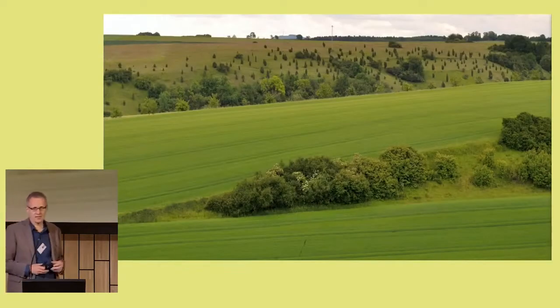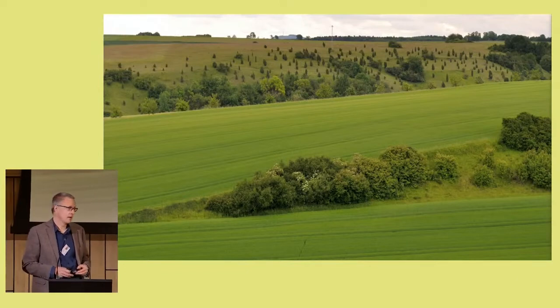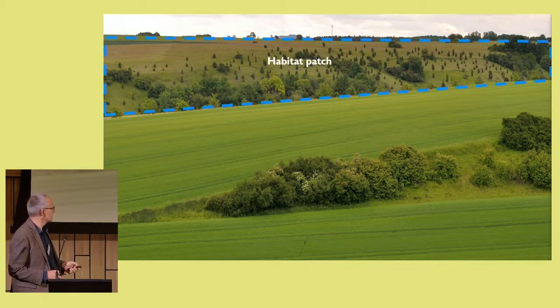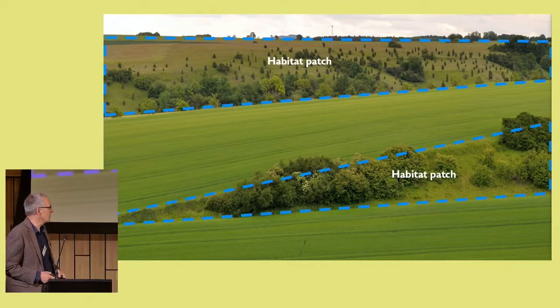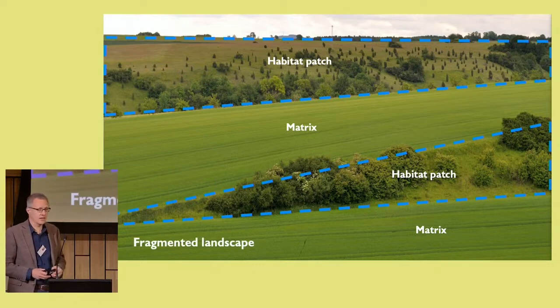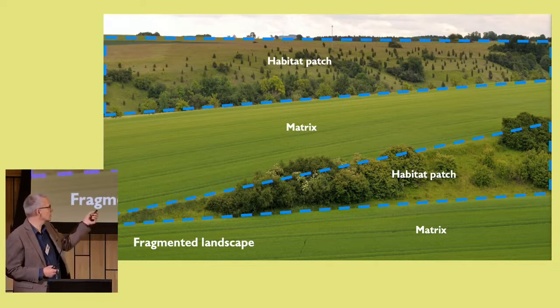First, let's have a look at how our landscapes look. Here we see two fragmented calcareous grasslands. Here's one habitat patch, and here's the next habitat patch. Between these patches we have a matrix where the biodiversity is quite low, and such a landscape is called a fragmented landscape. The habitat patches differ in size. This one is quite large, this one is smaller, and they also differ in habitat quality.